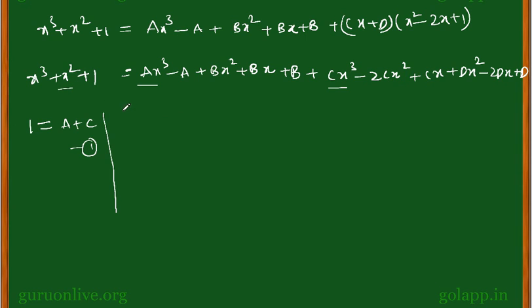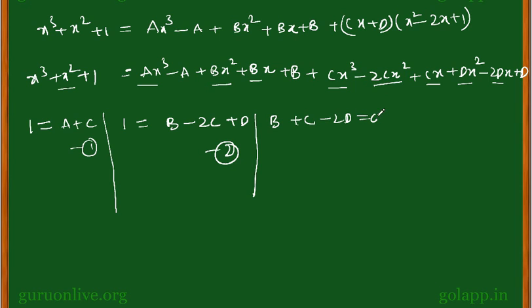And I want to compare the x square terms. On the LHS I have only one x square term, and on the RHS I have Bx square, minus 2Cx square and Dx square. So I can write 1 is equal to B minus 2C plus D. Let it be equation 2. Now I want to compare the x terms. There is no x term on the LHS, but we have x terms on the RHS, that is Bx, Cx and minus 2Dx. So B plus C minus 2D is equal to 0. Let it be equation 3. Now I want to compare the constant terms. On the LHS I have 1 is equal to minus A plus B plus D. Let it be equation 4.